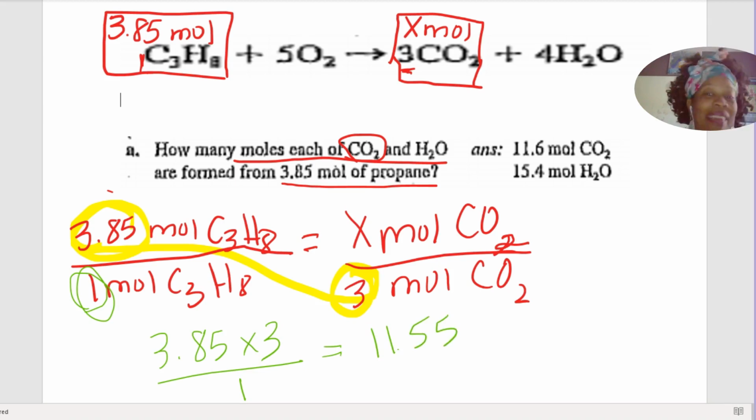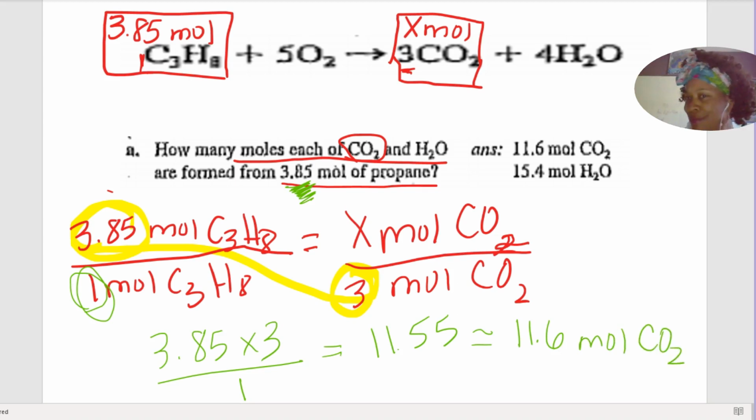But y'all know that's not it. I've got to make sure that my final answer has 3 significant digits. So when I round that off, I'm going to end up with 11.6 moles of CO2. Isn't that easy? Isn't that simple? Don't overthink it. Let's move on to water.